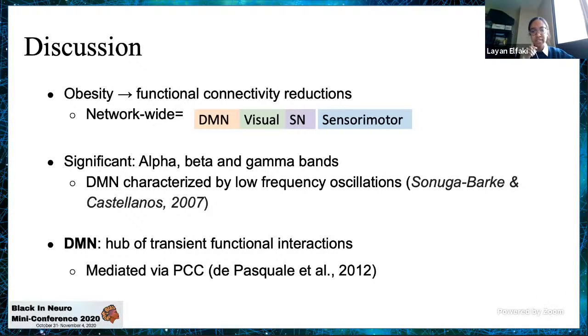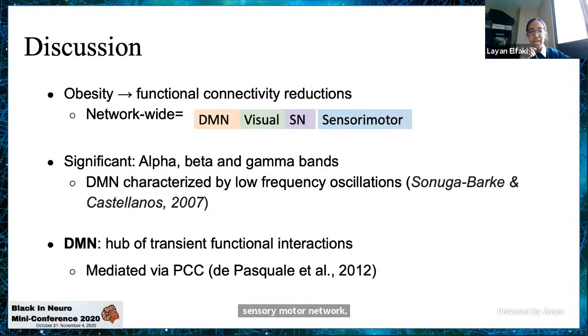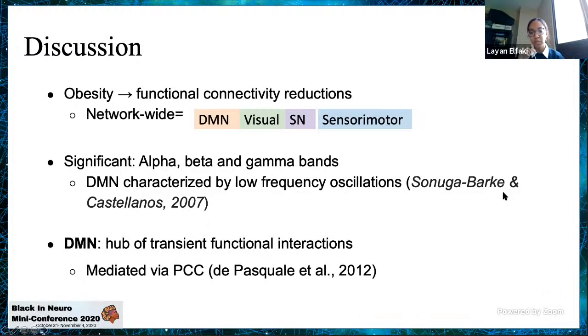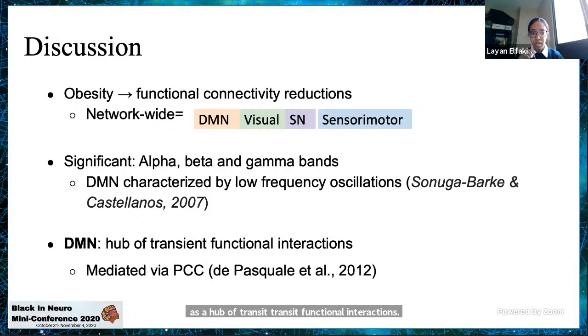Lastly, the FDR analyses depicting the intra and inter-network impairments also supports the view of the DMN as a hub of transient functional interactions. This hub is connected to various other brain regions and thus serves to integrate information of different modalities to enable scene construction. In turn, this enables the execution of those internally directed tasks. And a key player in this hub is the posterior cingulate cortex, which also plays a key role in this integrative function, as observed through the node degree analyses, the FDR analyses, as well as the findings of previous studies.